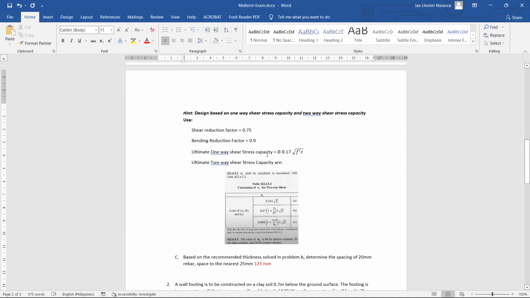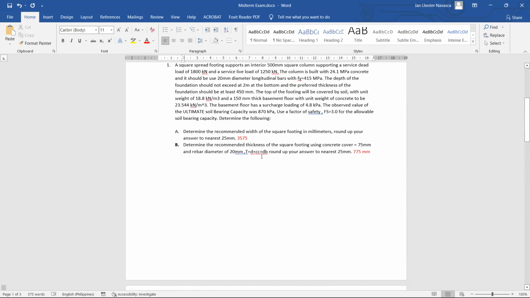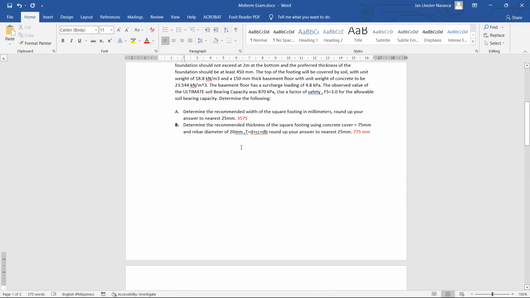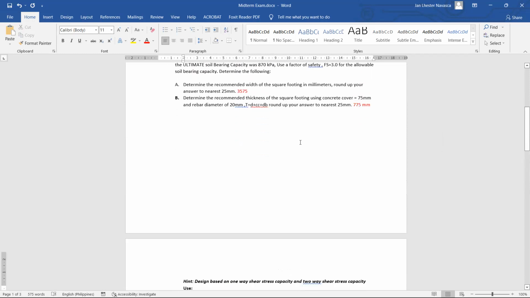Okay, so ito yung inyong for letter B. So yun lang yung medyo mahirap, yung pagde-design ng thickness. Okay, sige, let's start.